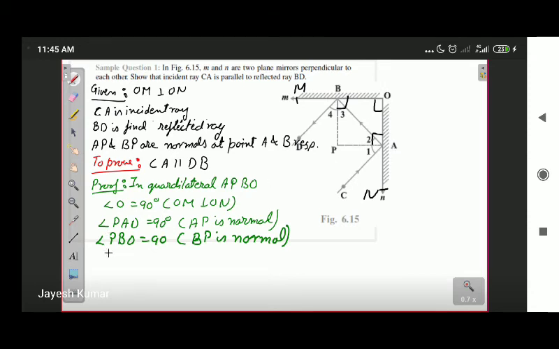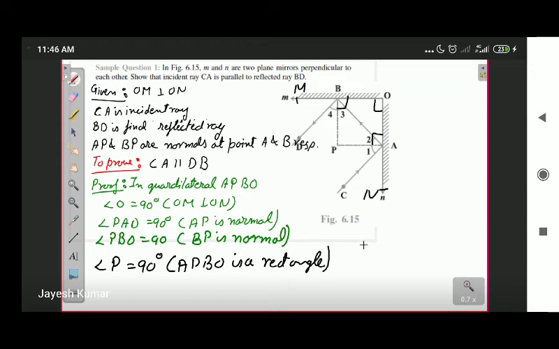So we can say that angle P is also 90 degrees. Why? All three other angles in this quadrilateral are 90 degrees, so the remaining angle of this quadrilateral is also 90 degrees. In that way, APBO is a rectangle.